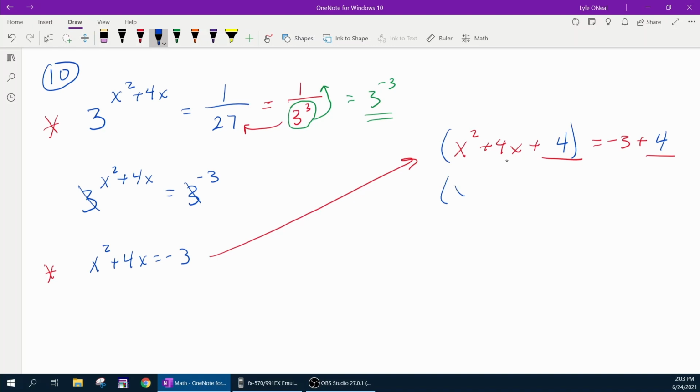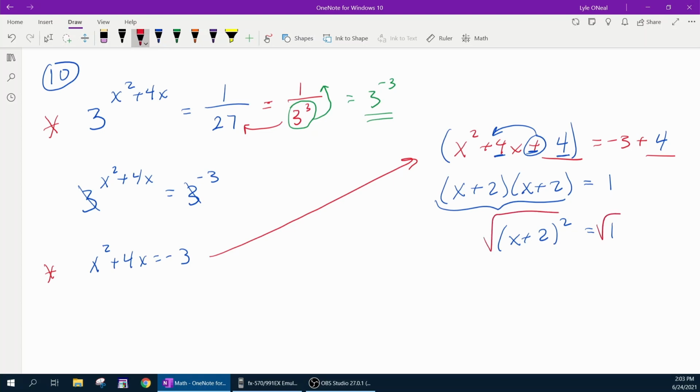So now we know we're going to factor as x plus 2 times x plus 2. Remember, the signs are both going to be positive. Numbers that multiply to make 4 and add to make 4, 2 and 2. On the other side, negative 3 plus 4 is 1. And now this can be rewritten as x plus 2 quantity squared. Now then, taking the square root of both sides in order to get rid of that squared is going to give us x plus 2 equals plus or minus 1.